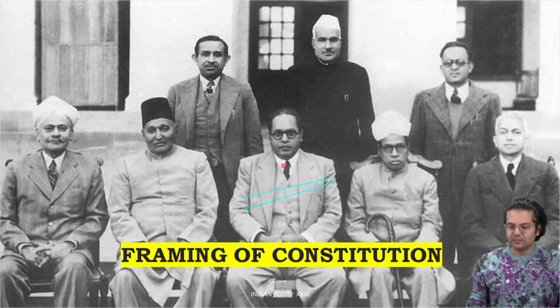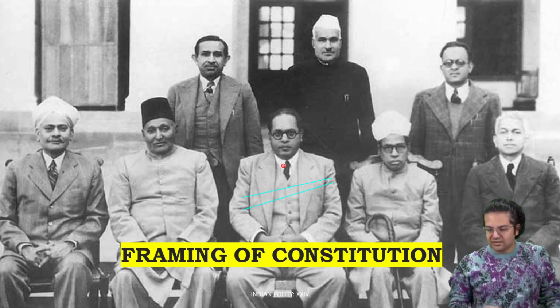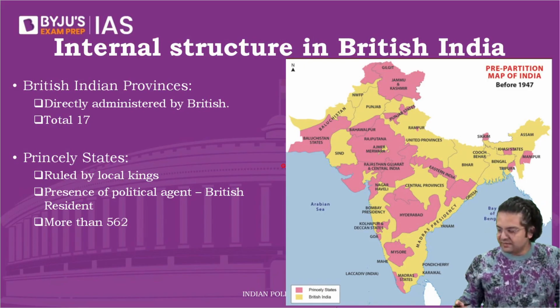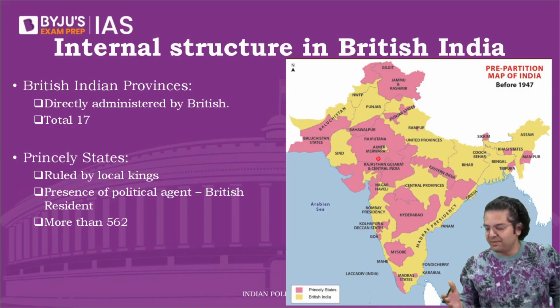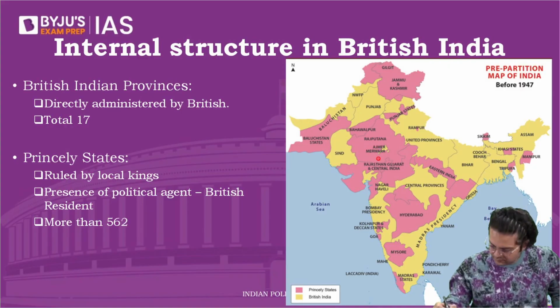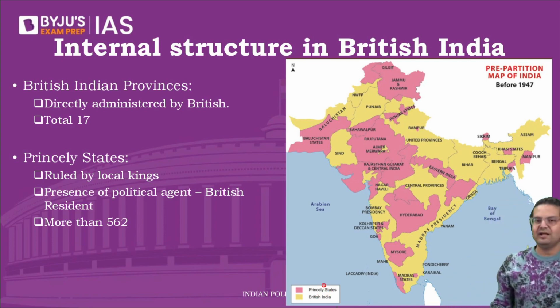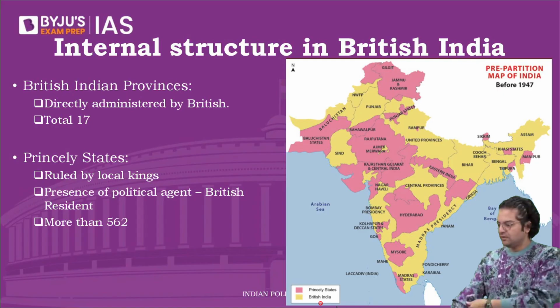Rarely smiled. Now, this is the internal structure of British India. The areas in peach or salmon pink are the princely states. And the areas in yellow are British Indian provinces where we had the provincial governments. So this was the situation.